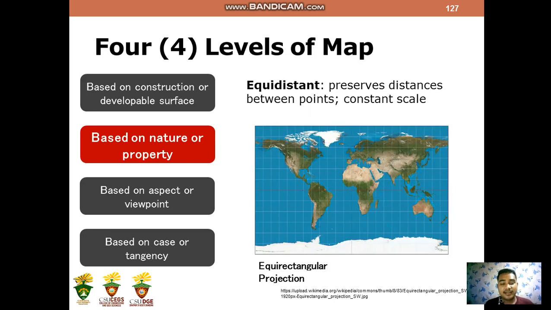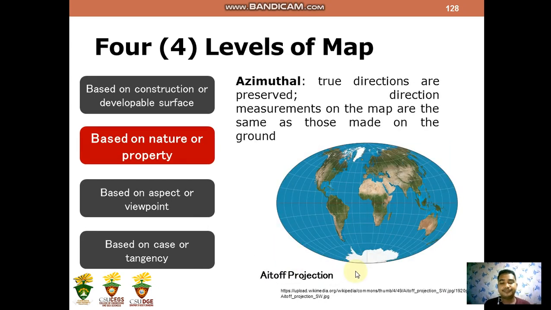Another property is equidistance. From the word itself, what it preserves is the distance between two points. It does not concern form, size, or area, but it preserves distance. The distance between 2 points on the map must be equal to the distance between the 2 points on the ground or on the earth. An example is the equirectangular projection.